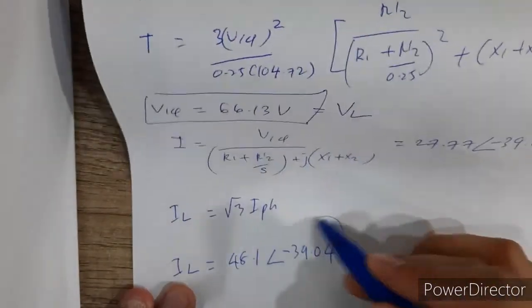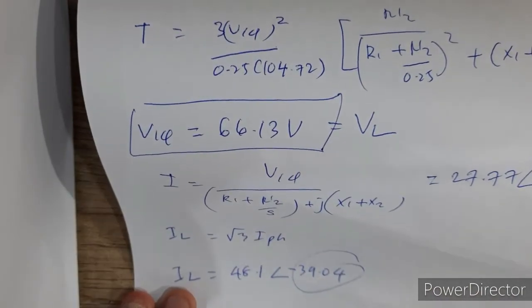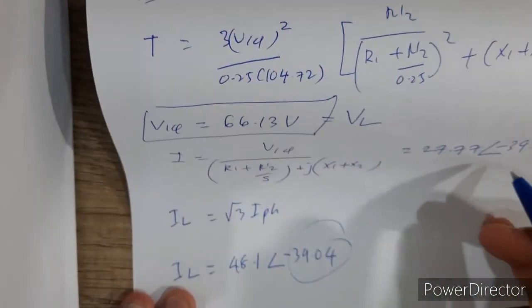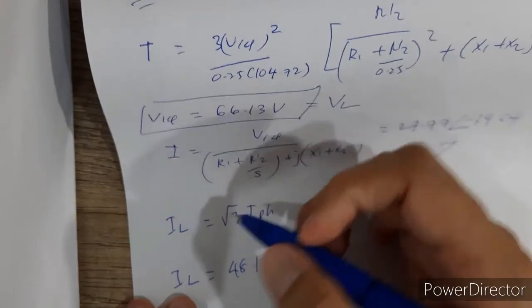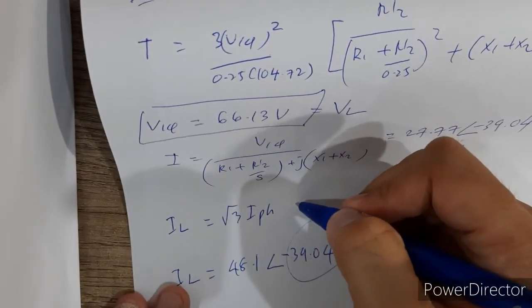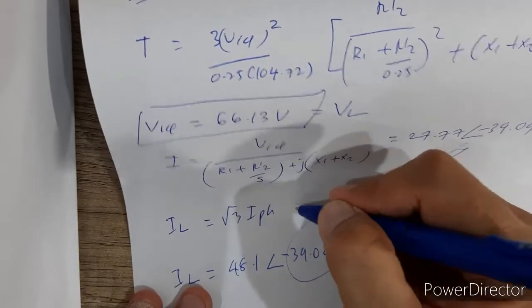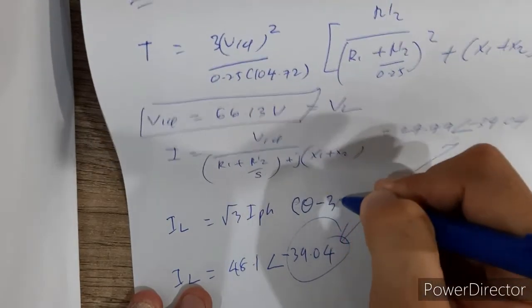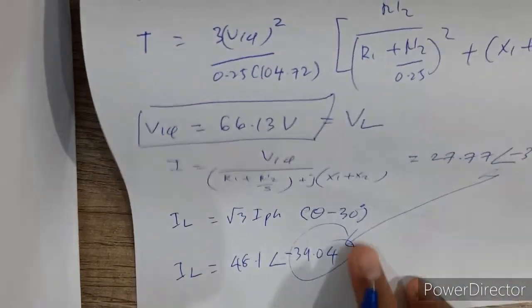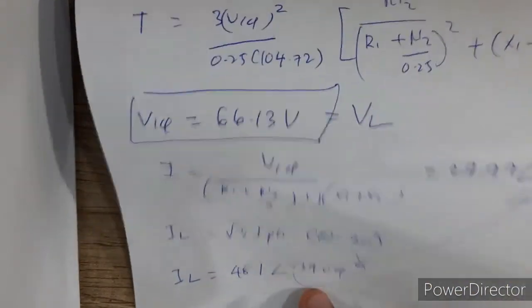Note that for the angle, you should not just take this angle. The correct way is to subtract 30 degrees, so theta minus 30 degrees, then you can get the real answer.